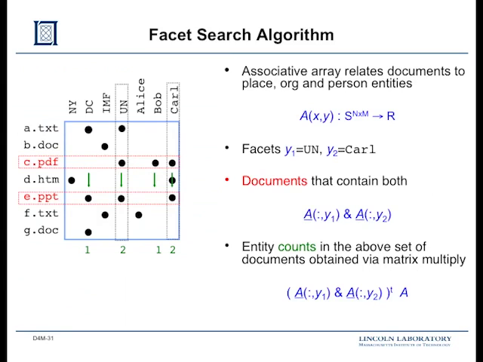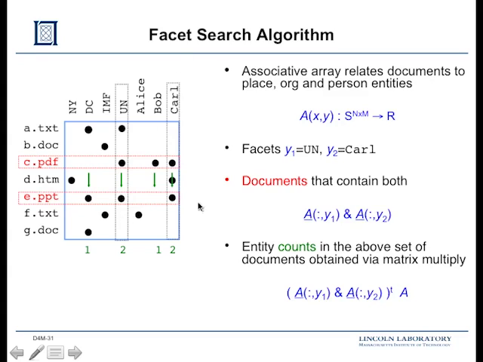go over that algorithm. Here's an example of what my data might look like. I have a bunch of documents, and a bunch of entities where an entity appears in a document. I'm going to have my associative array over here, which maps from the strings to the reals. And my two facets are just going to be two column names. So I'm going to pick a facet y1 and y2, these two columns.